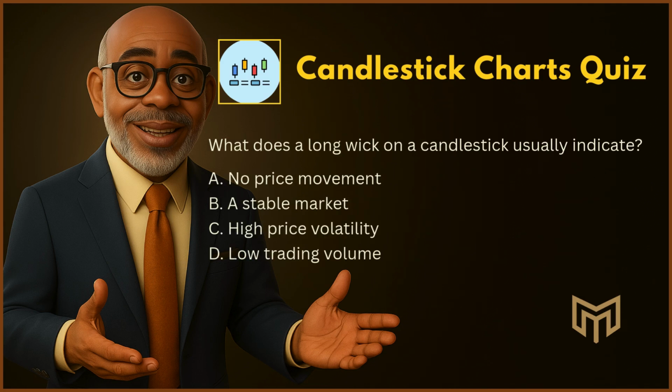Question 7. What does a long wick on a candlestick usually indicate? Is it A, no price movement? B, a stable market? C, high price volatility? Or D, low trading volume? You have about 10 seconds to think it through.